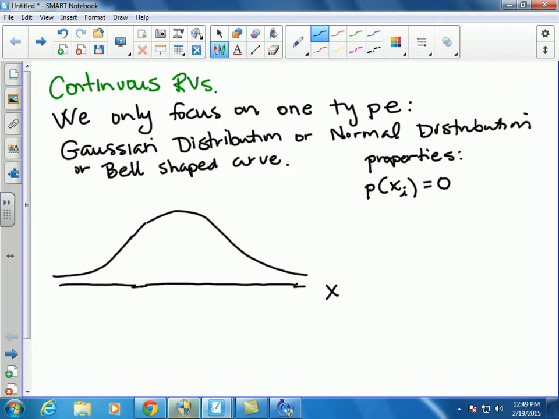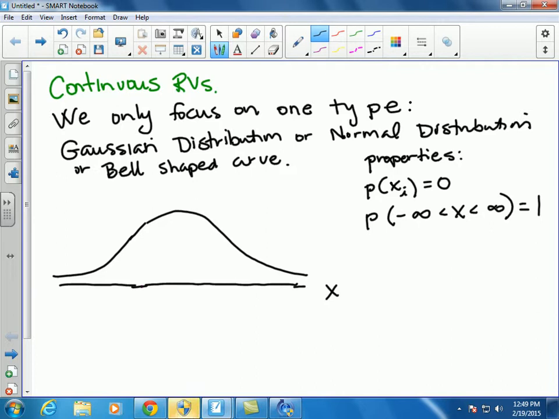What we typically like to do is that if you take the probability between negative infinity to infinity, the total probability is equal to 1 or 100%.